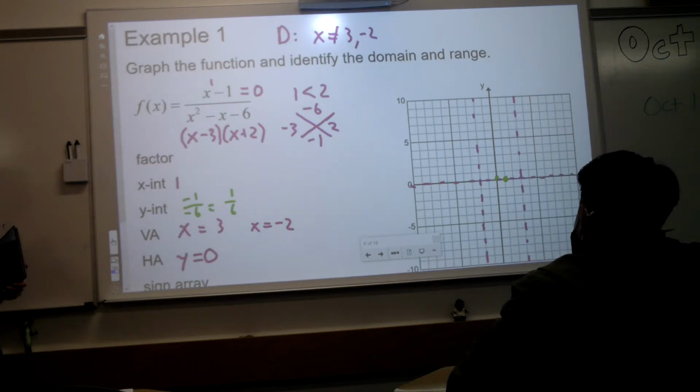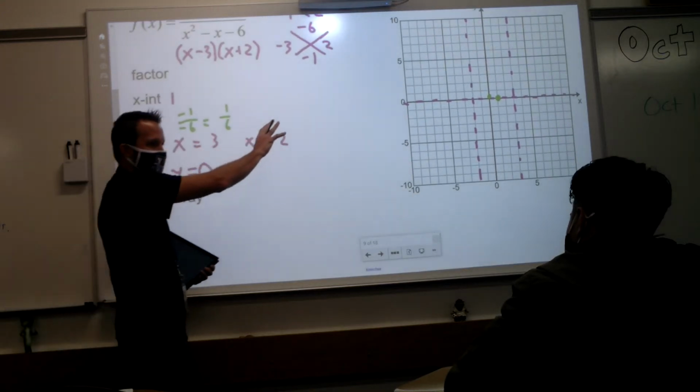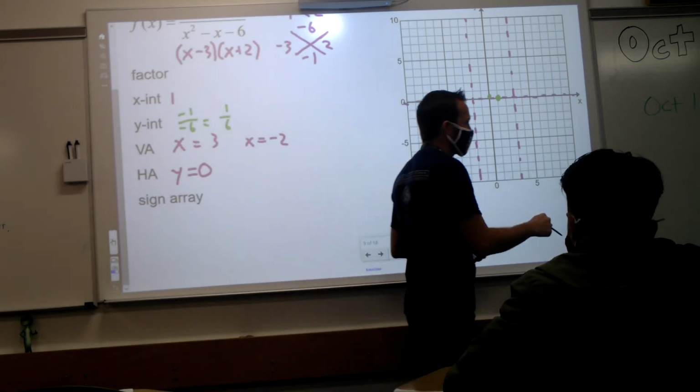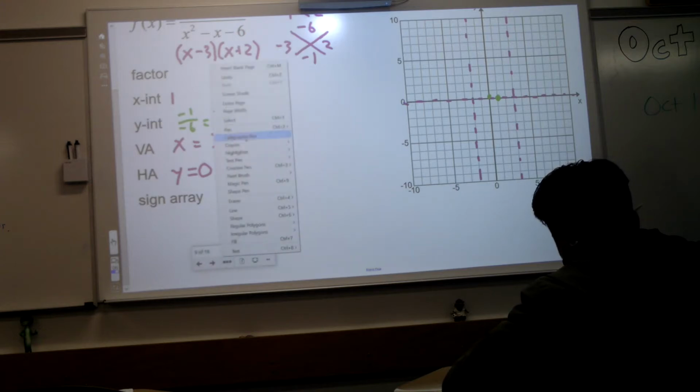Alright, now that's all the information we have so far. So this is where, well, let me just ask you this. Is that enough information for us to know what this is going to look like? Not really, okay? The more you work with this, the more familiar you'll get and you'll figure out some tricks. But this is where we're going to use a sign array, okay?